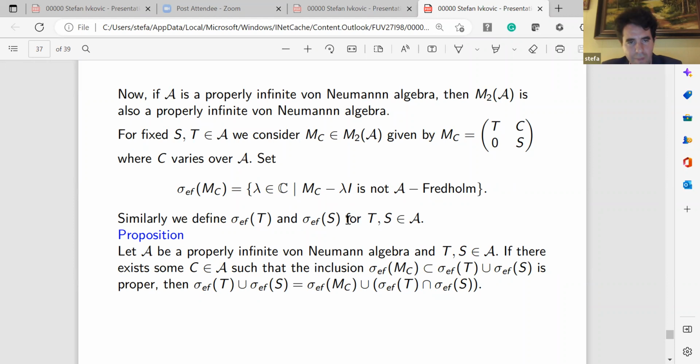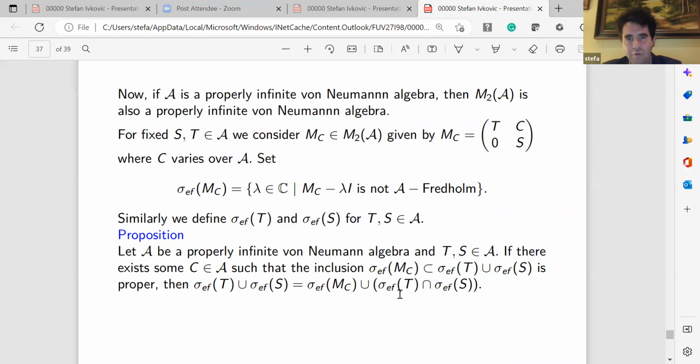I should say that this inclusion always holds, and it is more or less straightforward to show. But we now ask what happens if the inclusion is proper. Here we have the proposition. If there exists some C in A such that this inclusion is proper, so that this spectrum is properly included in the union of these two spectra, then we have this relation: the union of the Fredholm spectra of T and S is the Fredholm spectrum of the matrix, union the intersection of the Fredholm spectra of T and S.